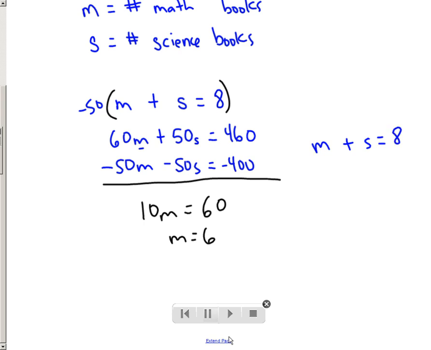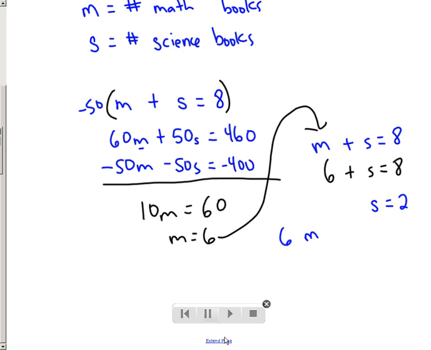How do we get the s, though? Well, you go back to one of the equations and plug in what you know, the 6 for m, right? 6 math books. And it becomes pretty apparent that you've got 6 math books and 2 science books.